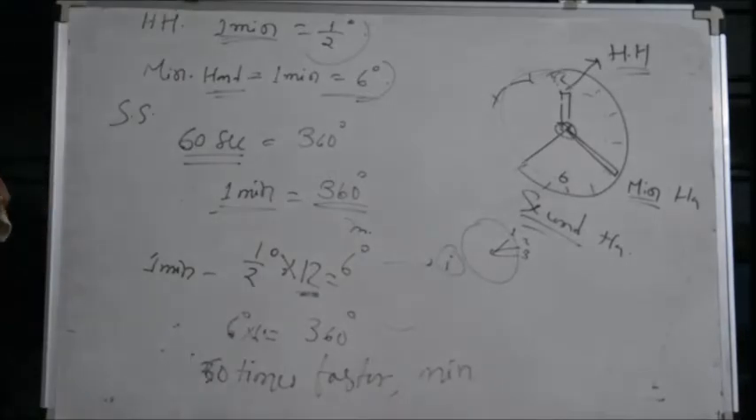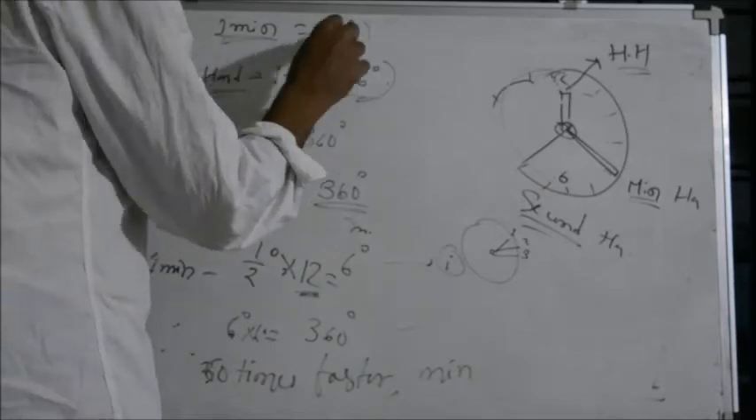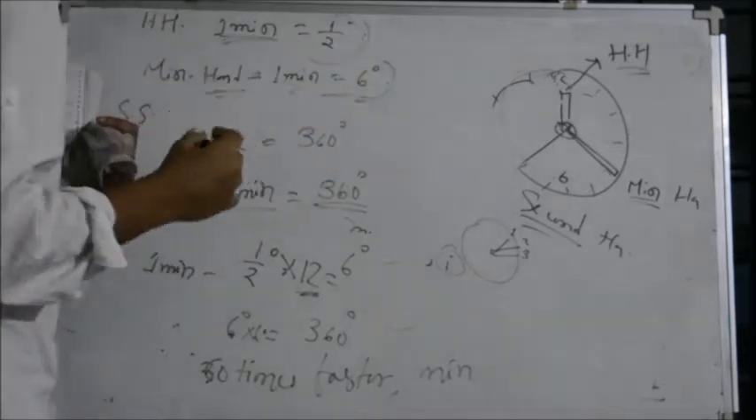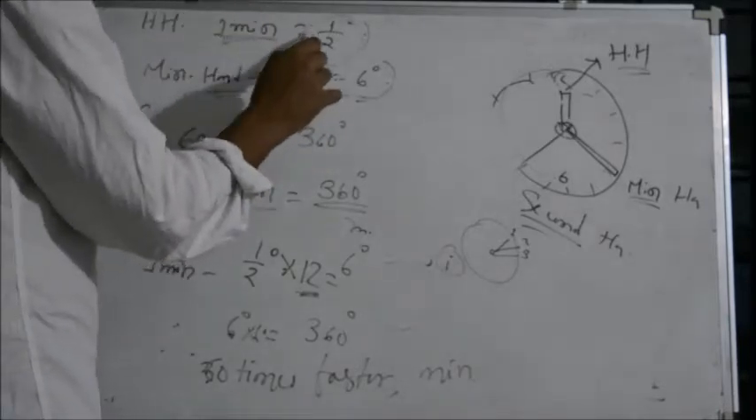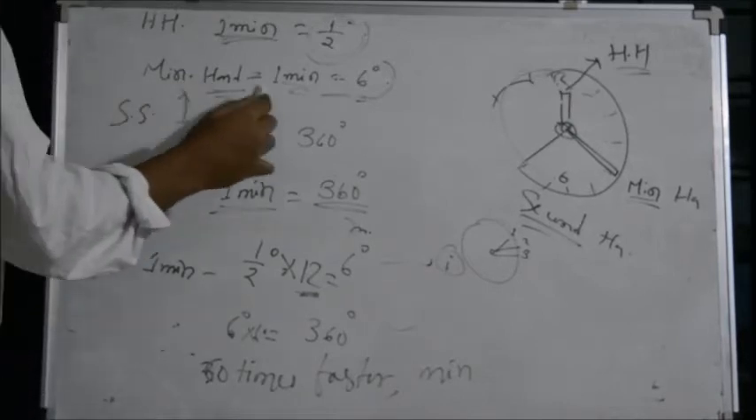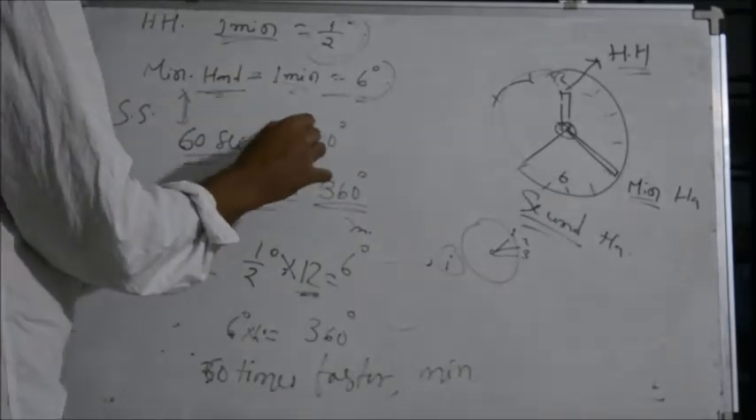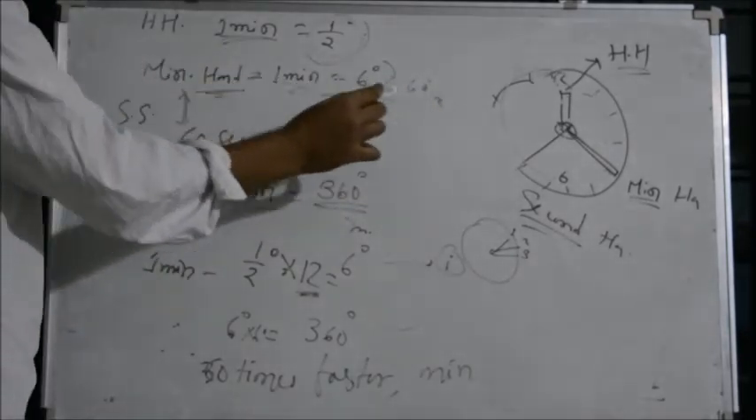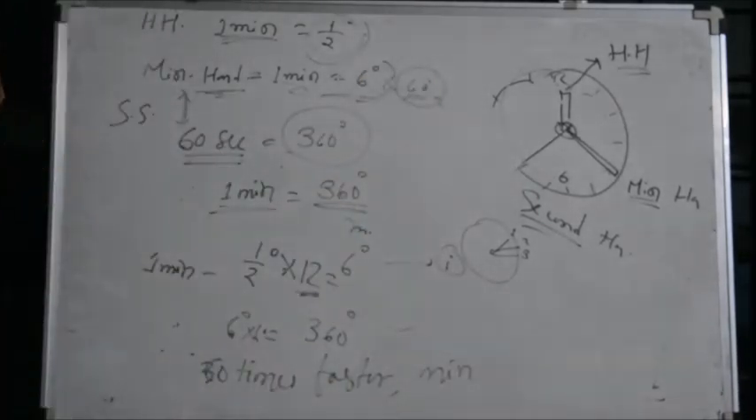You are understanding? First, the hour hand is always slow. It moves in 1 minute only half degree. That means a minute hand will move 6 degrees in 1 minute. Therefore, the hour hand is 12 times slower, or you can say the minute hand is 12 times faster than the hour hand. Likewise, comparing the minute hand and second hand, in 1 minute, the minute hand will move 6 degrees, but the second hand will move 360 degrees. Now 6 into 60 is equal to 360. Therefore, the minute hand is 60 times slower than the second hand, or you can say the second hand is 60 times faster than the minute hand.